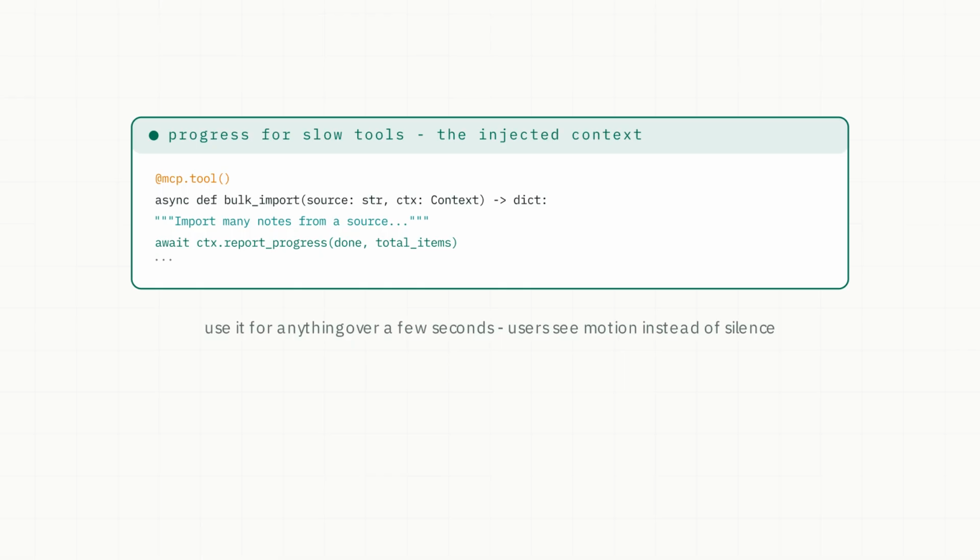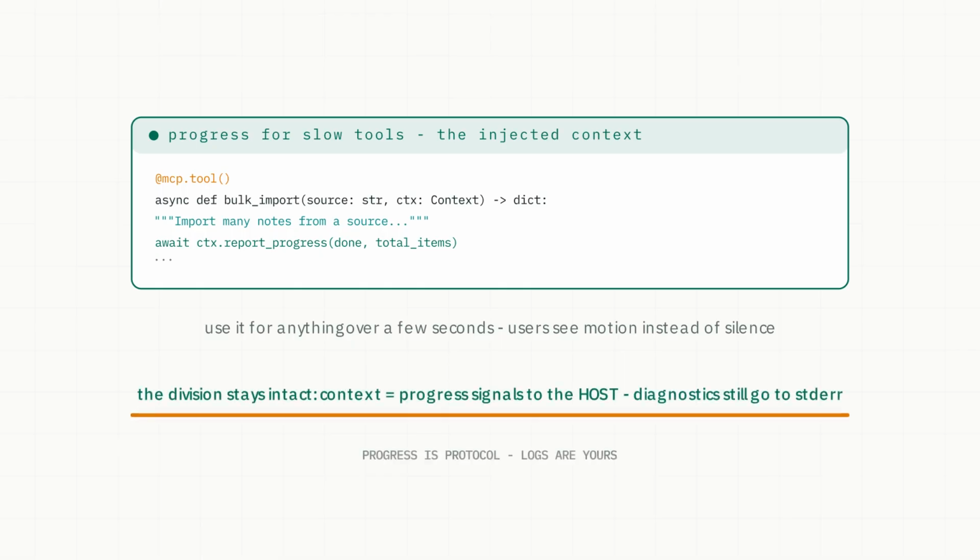The context object is for progress signals to the host. Your diagnostic logging still goes to standard error. Progress is protocol, logs are yours.